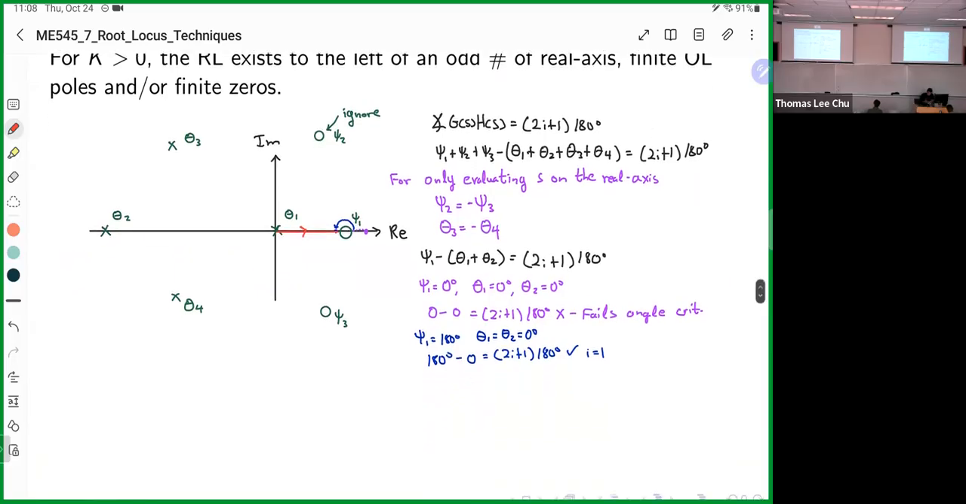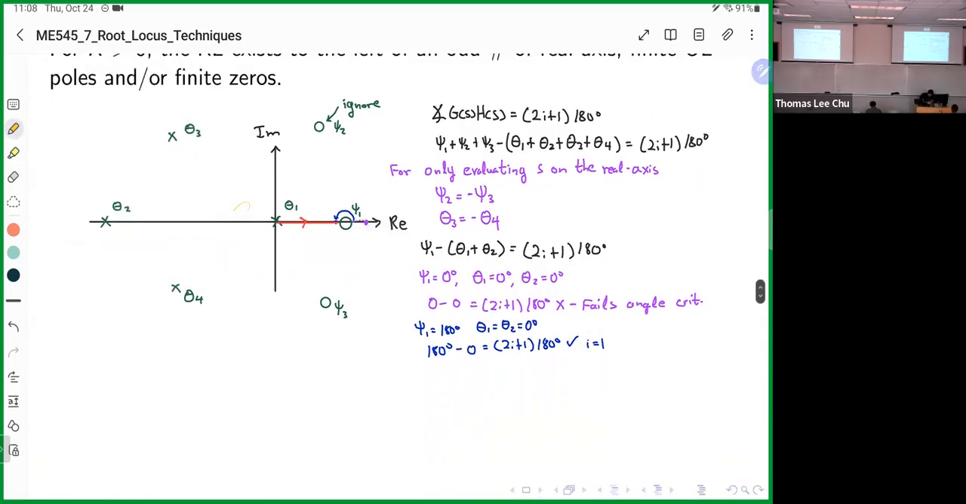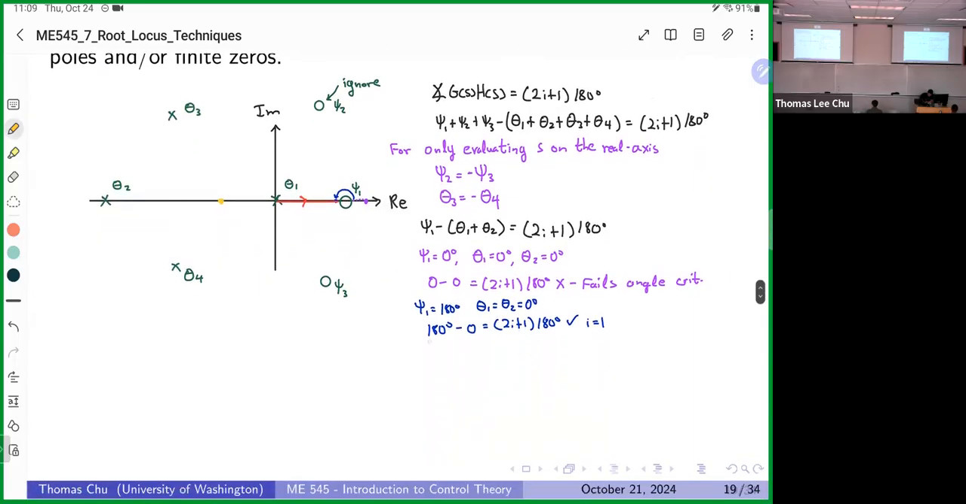Okay, now if I were to evaluate, let's do a different color, this point here. All right, well, psi 1 is equal to 180 degrees. Theta 1 is equal to 180 degrees. Theta 2 is equal to 0 degrees. So then we get 180 minus 180 minus 0, which is equal to 0, which is not equal to 2i plus 1 multiplied by 180 degrees. So it fails it.